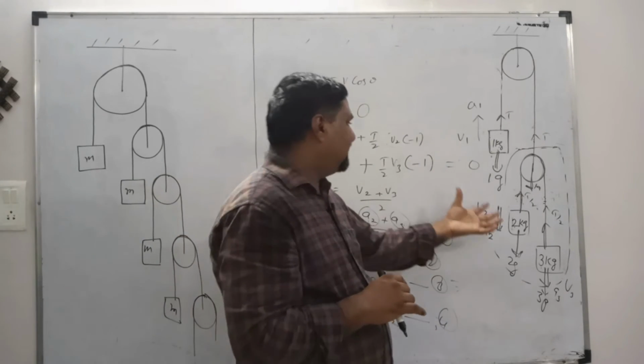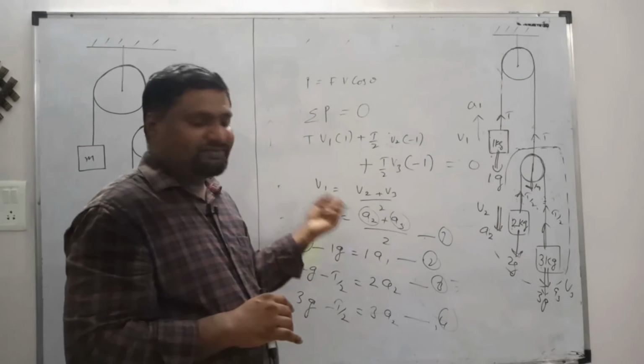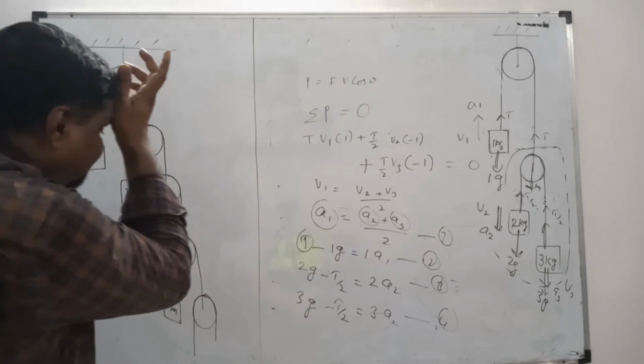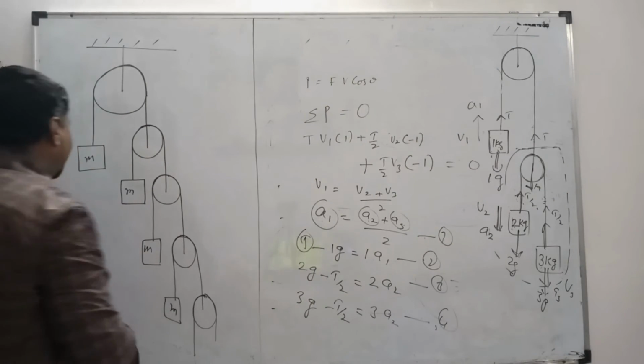One is a little tricky and one is the little conventional general method we generally follow. Let's apply the tricky method. Lastly, this question we are going to do.